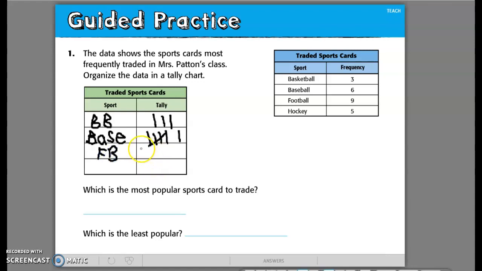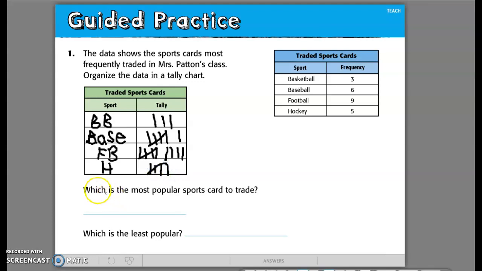And there are 9. So I'm going to make one group of 5. When I get to the 4th, then on number 5, I do the slash. And then I need 4 more to get to 9. And then we have hockey. So I'm just going to put an H for hockey and put 5 because up in the frequency table, it tells us there were 5.